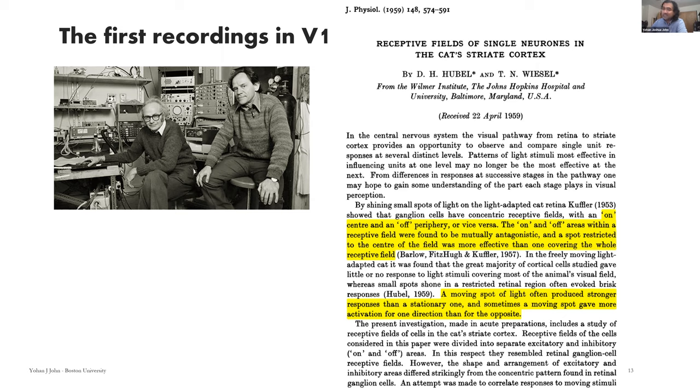They basically discovered what I'm about to show by accident. So they should point out that a moving spot of light often produced stronger responses than a stationary one, and sometimes the moving spot gave more activation for one direction than for the opposite. But spots is actually not the main story. But we'll start with that.